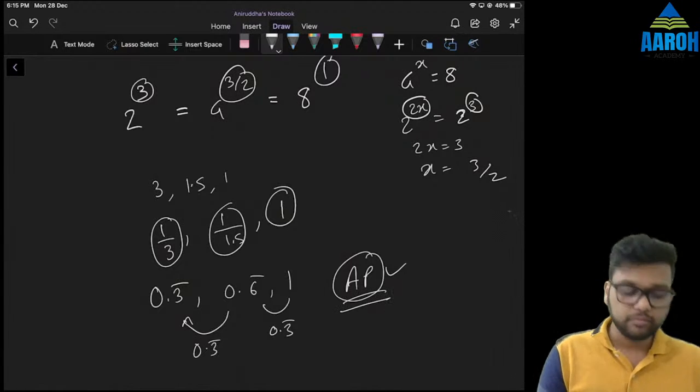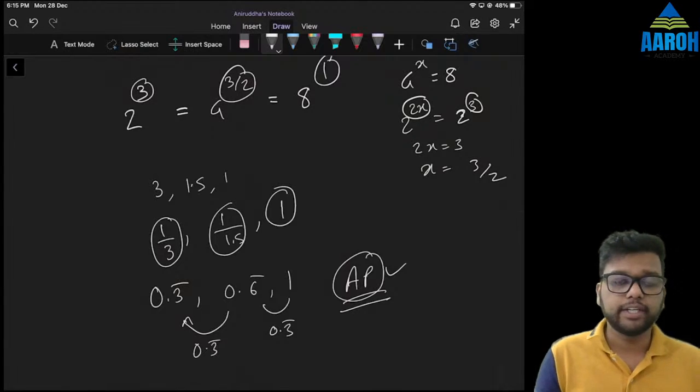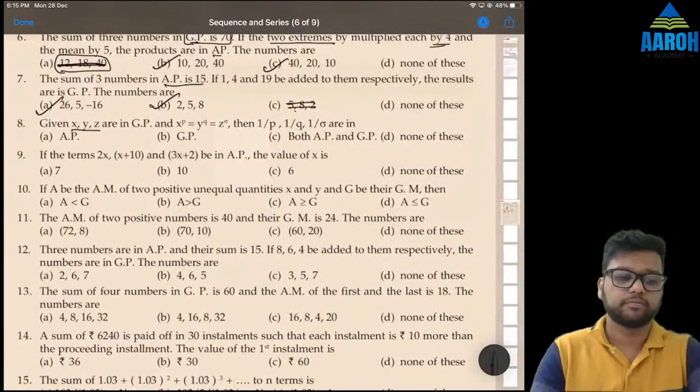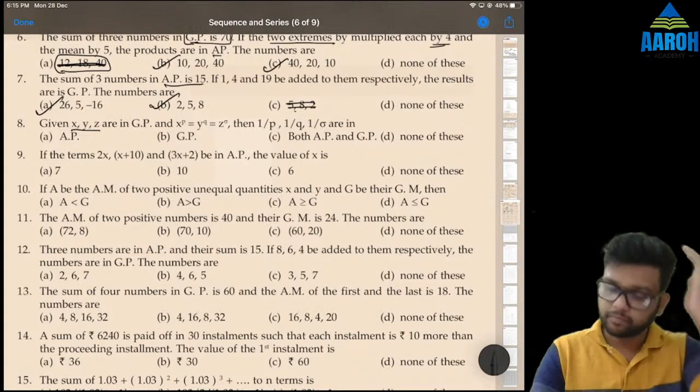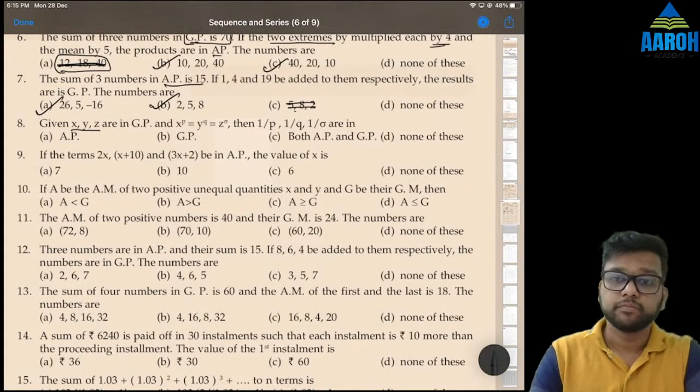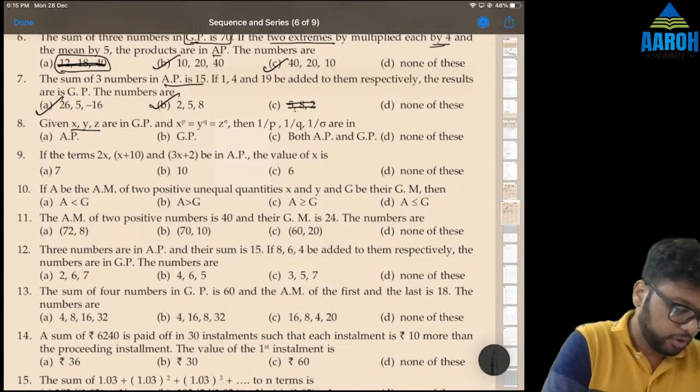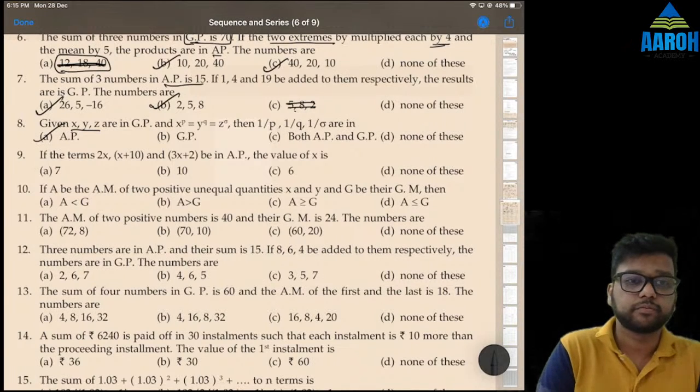So AP is the correct answer, got it? AP, correct. Option A is the correct answer.